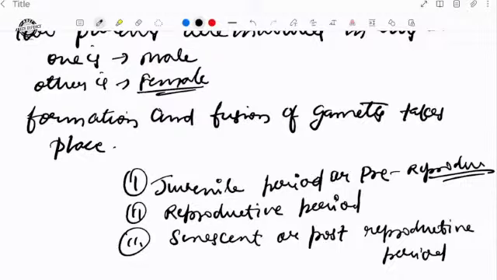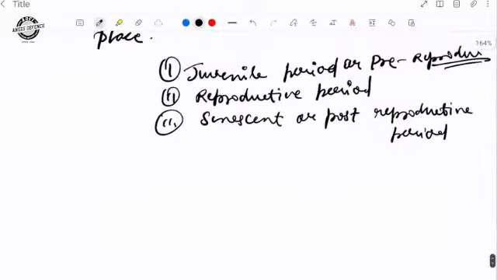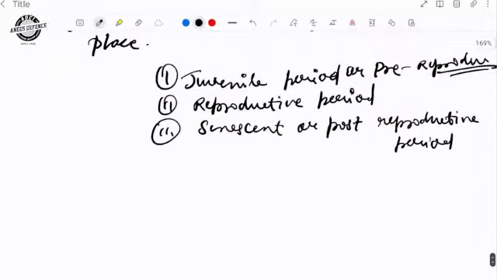Okay, understood? We should remember that the juvenile period is from seed germination till the flowers started to blow. That period is considered as the juvenile period or pre-reproductive period. The reproductive period is the main important period in which sexual reproduction is going to occur, and we are going to look at sexual reproduction in flowering.